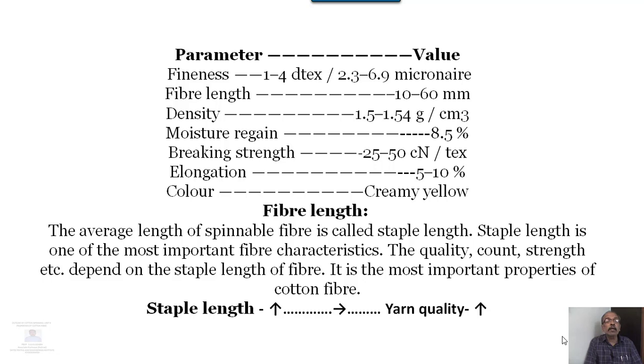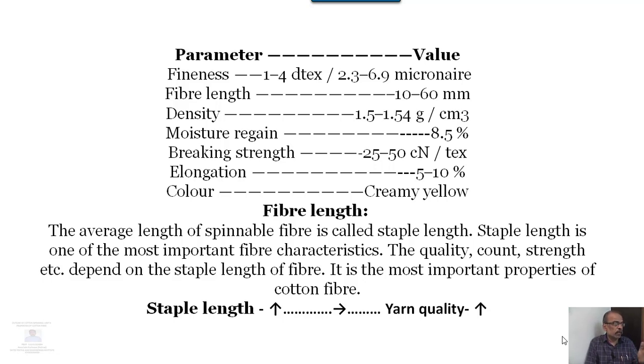So the parameters like fineness, 1 to 4 decitex or 2.3 to 6.9 micronaire of the fiber. This is very important. It is a must in general for making of simple yarns, as we have classified the yarns. In case of simple yarns, these kind of characteristics are essential. Certain characteristics are essential, certain characteristics are desirable. So fineness is an essential characteristic. Fiber length, 10 to 60 millimeter, it is required to possess.